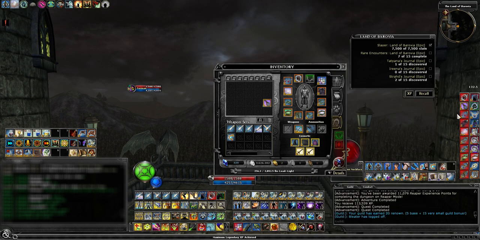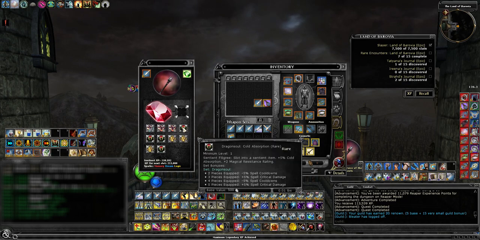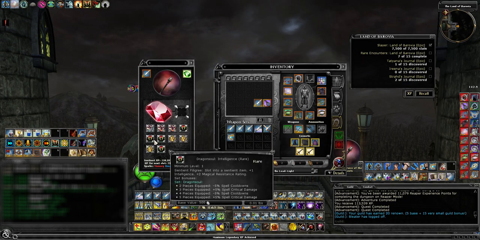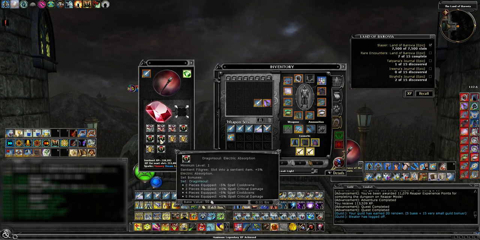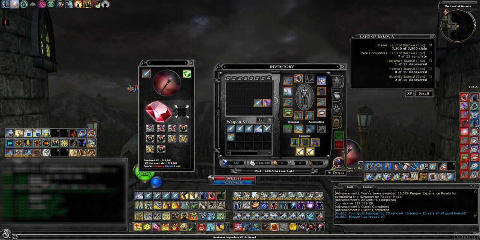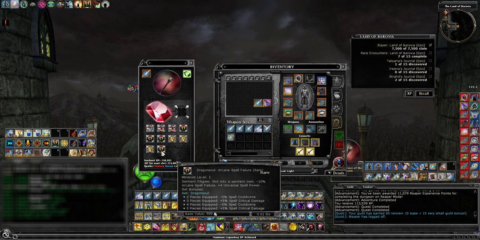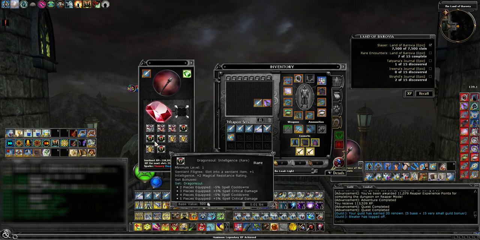My filigrees are 5 Dragon Soul, 4 Auto, 4 Eye, and then an extra +2 Int. I have 4 Dragon Soul. I have Cold Absorption, Intelligence Rare, Electric Absorption, as well as Arcane Spell Failure. This is extremely necessary. You need this because if you're wearing light armor for the MRR cap raise, you need the Arcane Spell Failure reduction, so that way you don't have any Arcane Spell Failure at all.